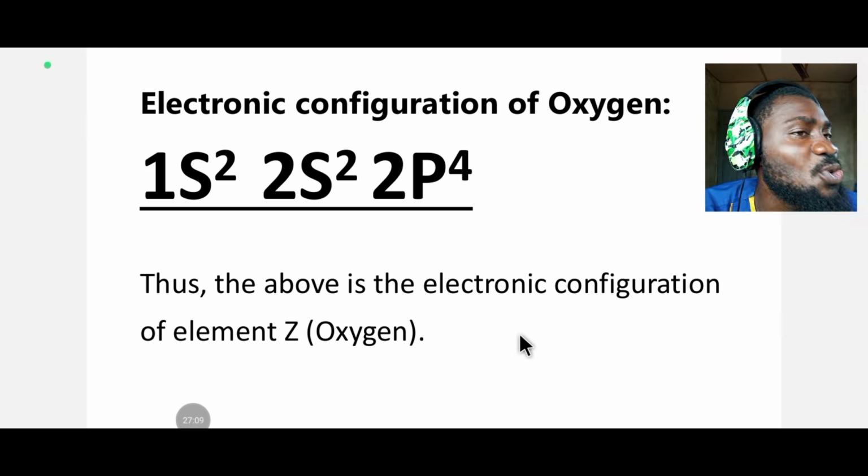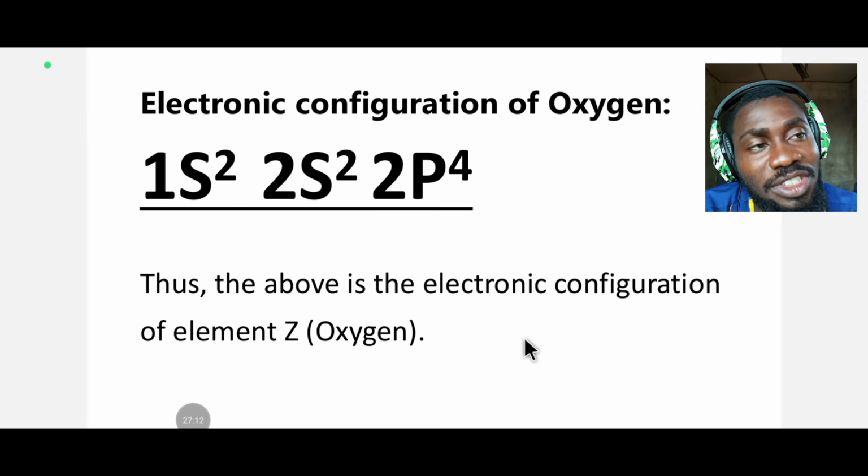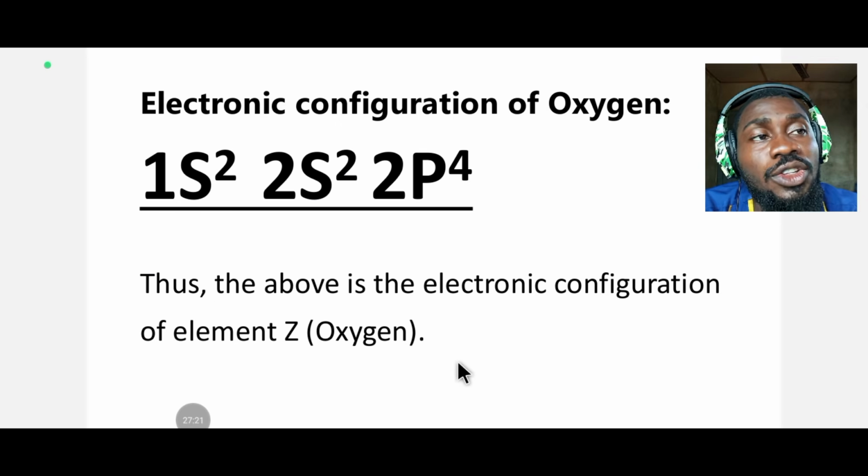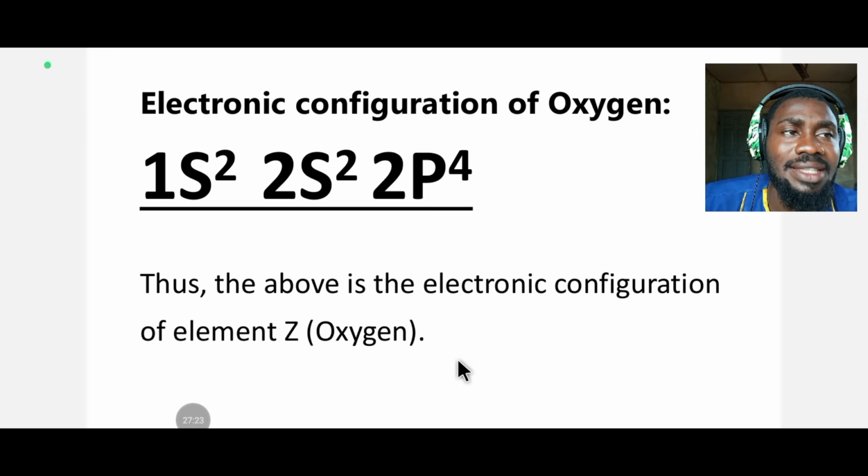It's so easy. This is a bonus mark in your JAMB UTME 2026. So you've gotten that one. You have a bonus mark, a free mark waiting for you in JAMB UTME 2026. So let's look at other patterns that JAMB can set this electronic configuration question in.